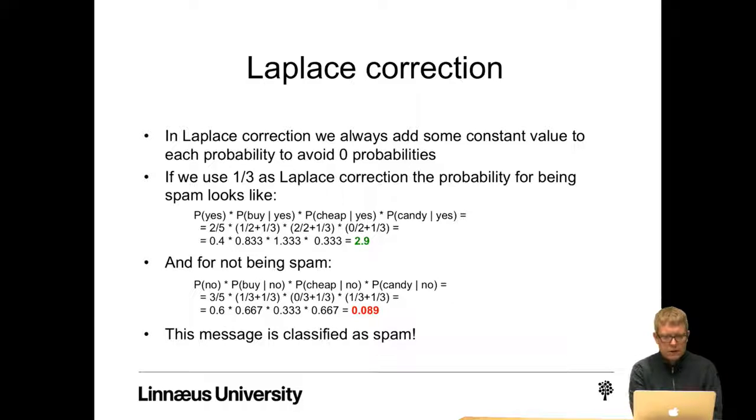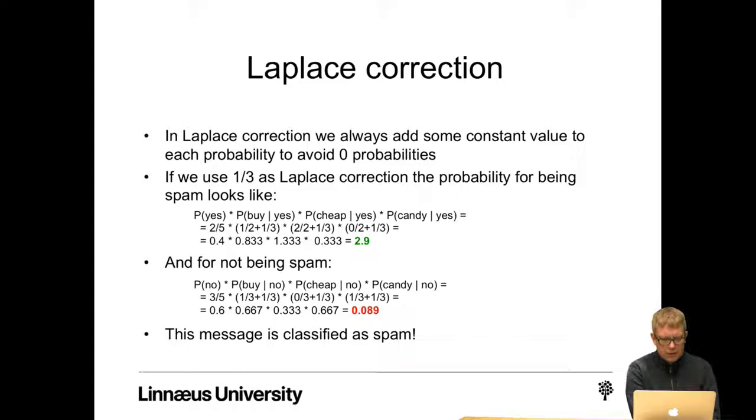The second is buy appeared 1, and we have 2 examples of yes, so 1 divided by 2 plus the constant 1/3. Second, 2 divided by 2 for cheap given yes plus the constant 1/3. And the third example, candy given yes, that's 0 divided by 2. Candy never appeared in spam emails plus our constant 1/3. And now we can actually calculate the probability. We don't have a problem of always ending up in 0 probability, and the result is 2.9.